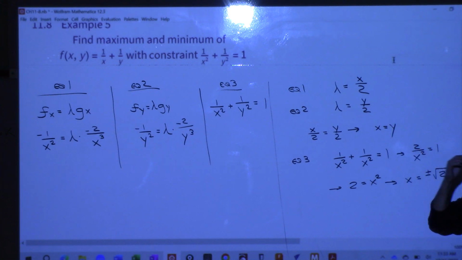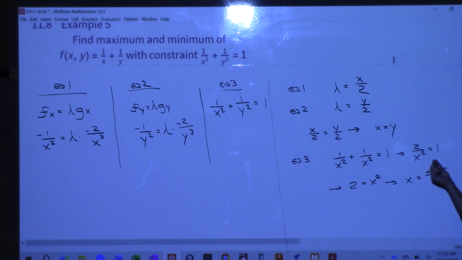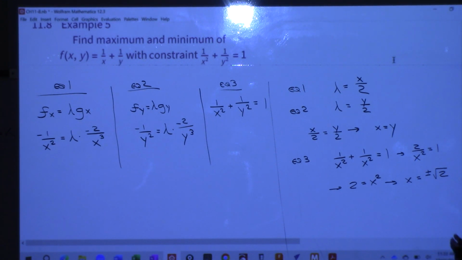One another. That just meant that x is y. We went to equation 3, we replaced the y with x, common denominator, put together, multiply both sides by x squared, solve for x plus or minus. And then that's also y, right? So far what we have is this.